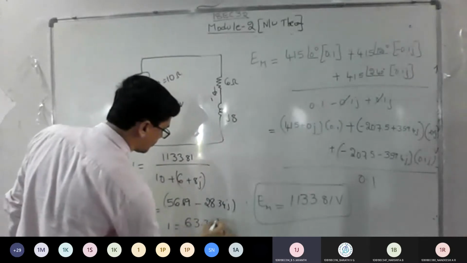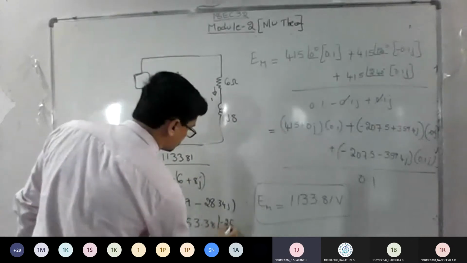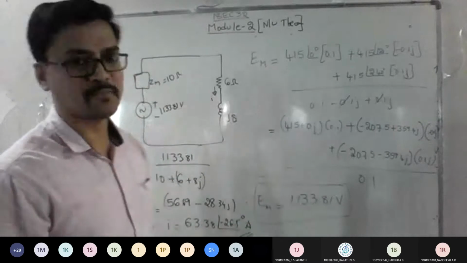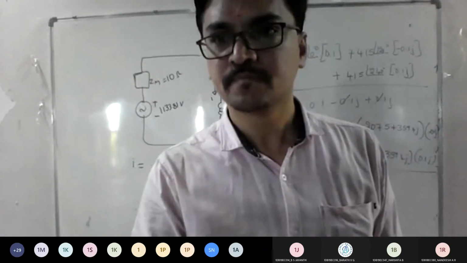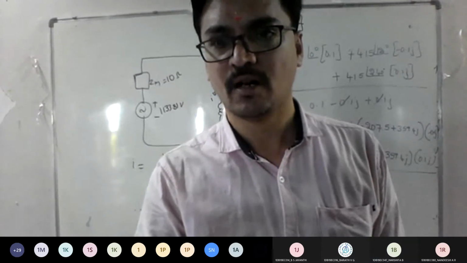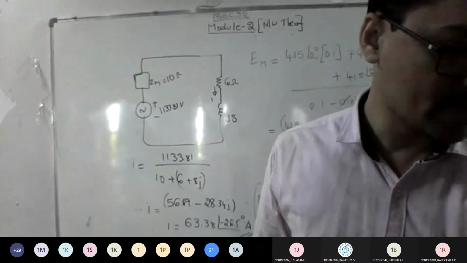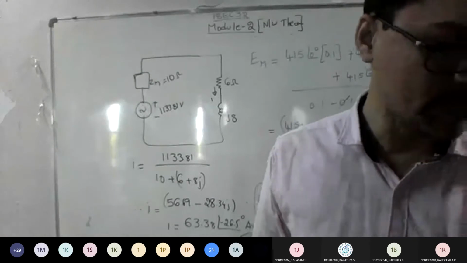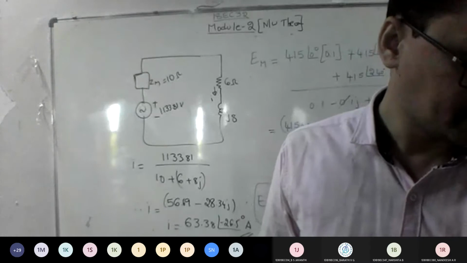63.381 at an angle minus 26.56 degrees. Okay, good. This is the current across your 6 plus 8j. Check the others; did everyone get the same answer? Yes, sir. I hope everyone got the logic now of how to solve Millman's theorem. If you have any doubts, you can ask me. Otherwise, we'll go on to the next theorem. Any doubts, anyone, till here?